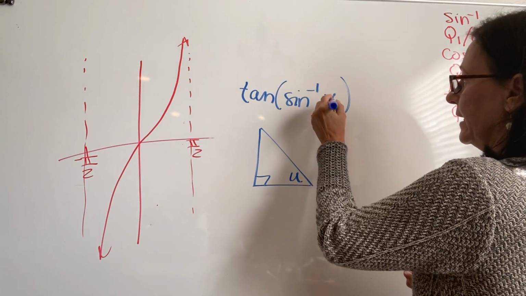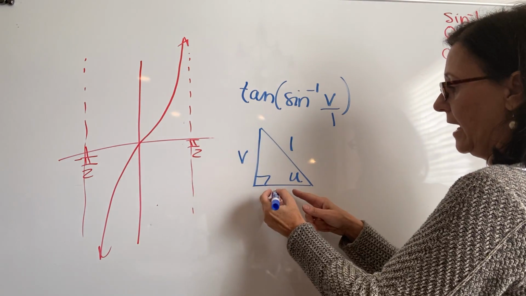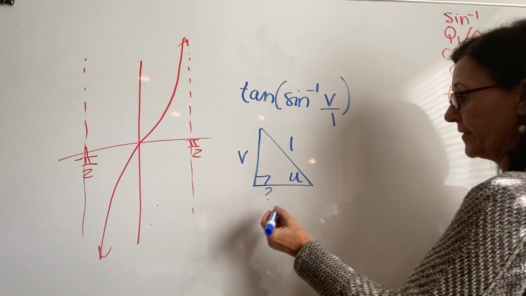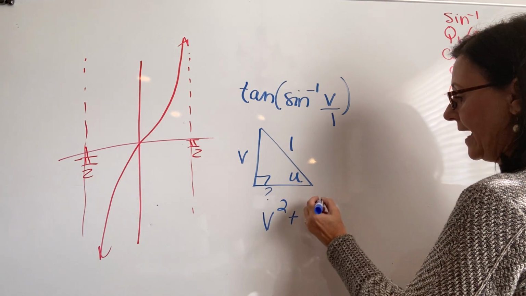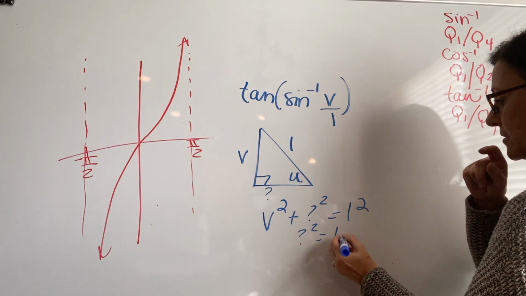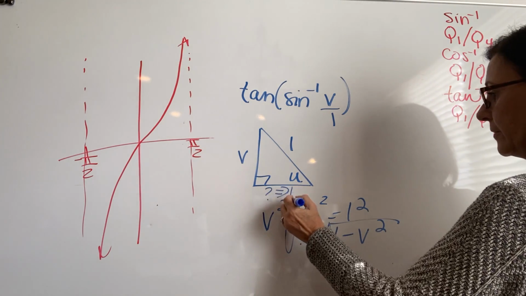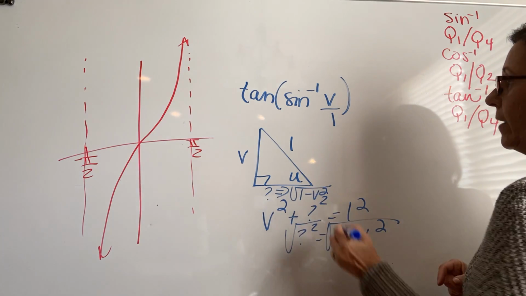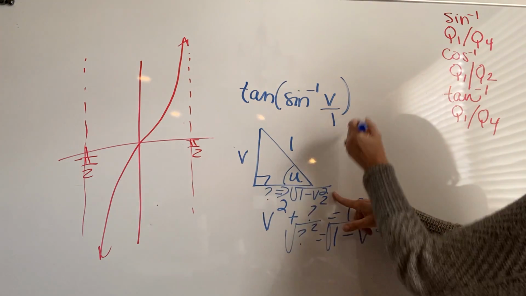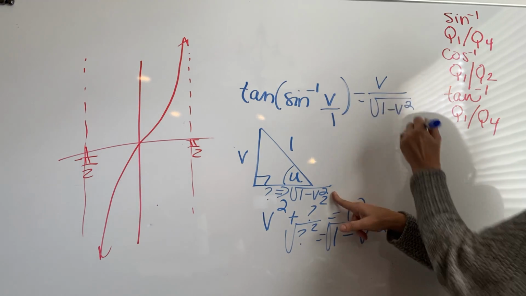Here's the triangle. It's opposite over hypotenuse. I'm solving for this side. This is just like the example. We're using the Pythagorean theorem. V squared plus that squared equals 1 squared. I subtract my V squared on both sides. That's 1 minus V squared. Then I take the square root. So this side is equal to the square root of 1 minus V squared. The tangent of this angle is the opposite over the adjacent. So it's going to be V over the square root of 1 minus V squared.